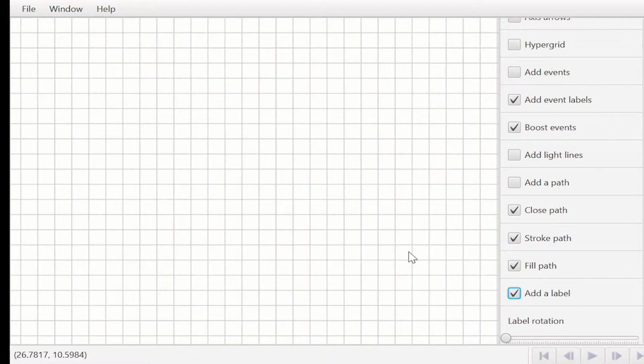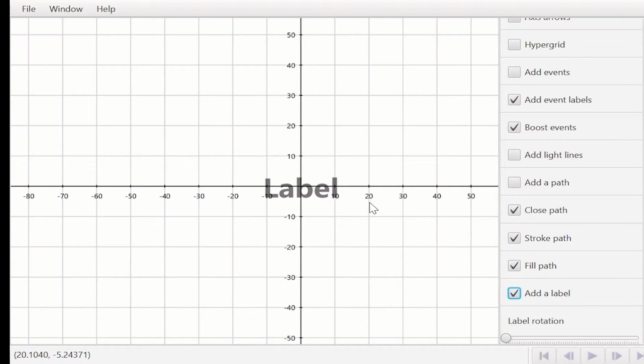And we can have a label, just a generic label. You can put it wherever you want and rotate it. Okay, those are the basic features which you use to create any diagram.